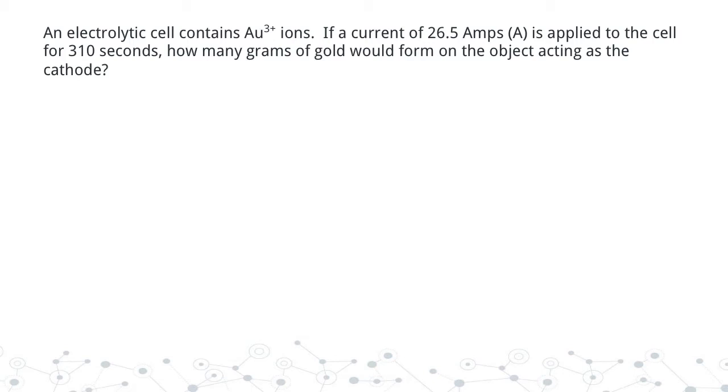In this question here, it says an electrolytic cell contains Au3+ or gold 3+ ions. If a current of 26.5 amps is applied to the cell for 310 seconds, how many grams of gold would form on the object acting as the cathode? So let's just highlight a couple of key pieces of information here first. First, we know that we're dealing with gold ions. We know that the current is 26.5 amps and it's applied for 310 seconds.